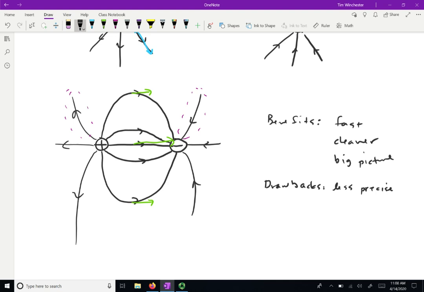Okay, so I suggest, again, that as more practice, you try drawing the electric fields with 2 positive charges. Okay, so go ahead and give that a try.